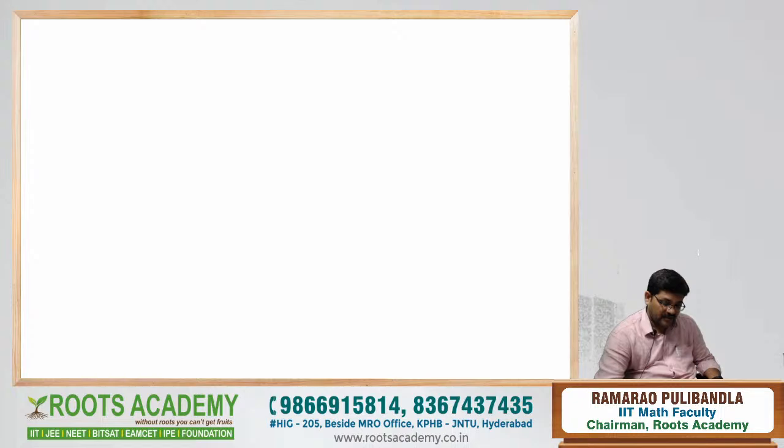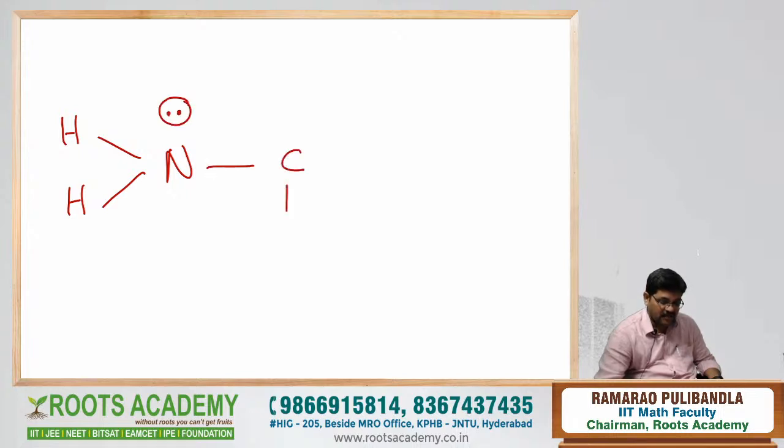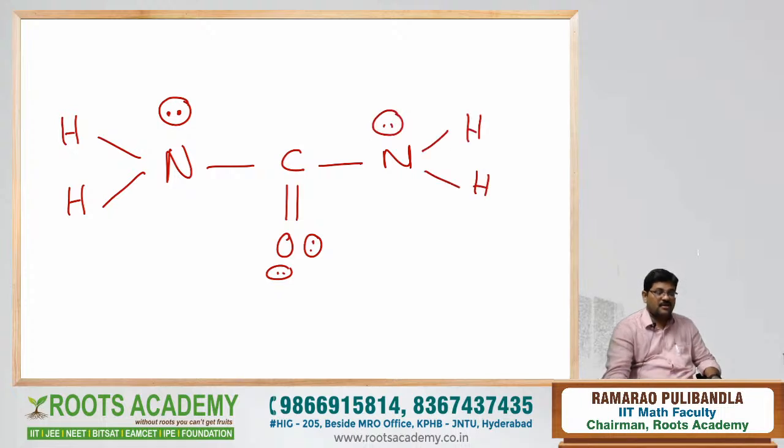Now see, NH2. This has a lone pair. So this is C double bond O. This oxygen has 2 lone pairs. Nitrogen has a lone pair. Okay, NH2. Very good. This is the structure of the urea.